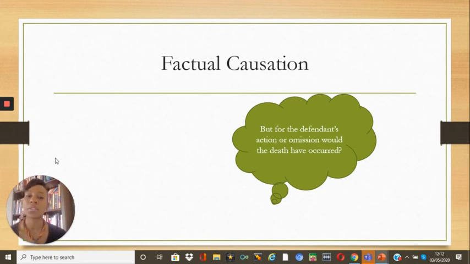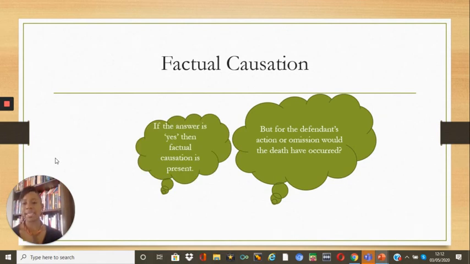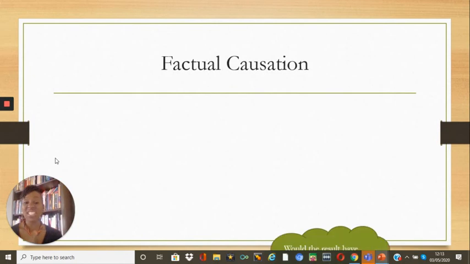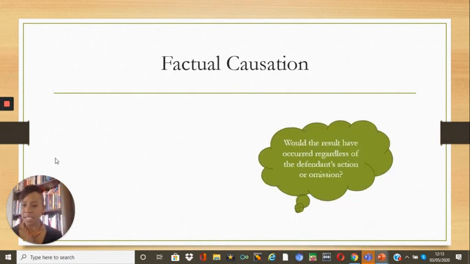So when we're looking at factual causation, we're using the but-for test. If you've done other areas of law, you're familiar with the but-for test. What we can ask ourselves is, but for the defendant's action or omission, would the death have occurred, if we're looking at murder? And if our answer is no, then factual causation is present. So basically, if it wasn't for your action, would this person have died? If not, then factual causation is present because your action caused the death.